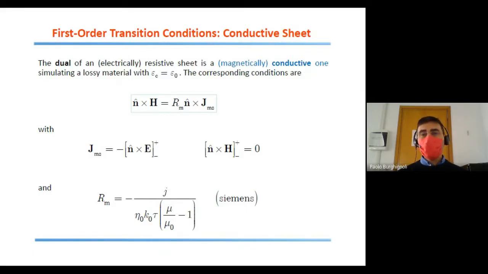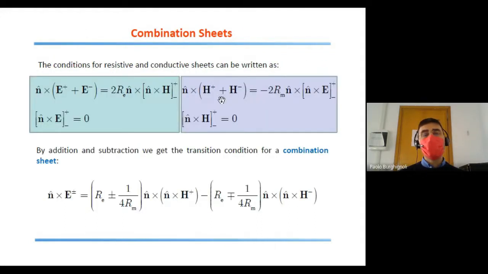It is also possible to combine the two cases, that is the resistive sheet on one hand, which supports an electrically conductive sheet, which is conveniently described by writing the respective transition conditions, as you can see in these two boxes.